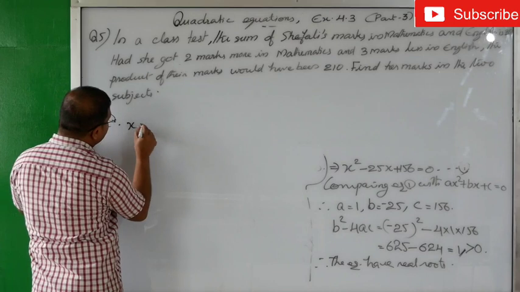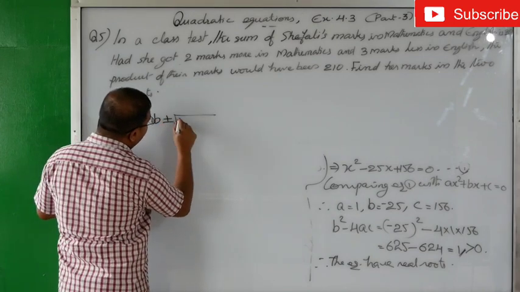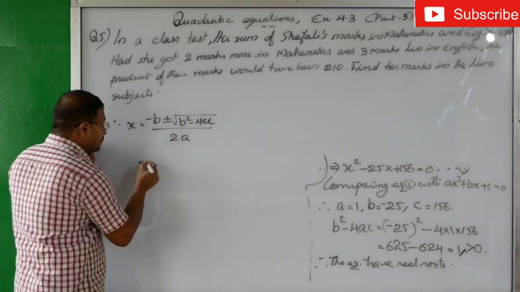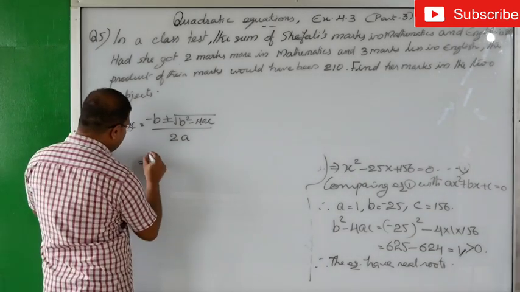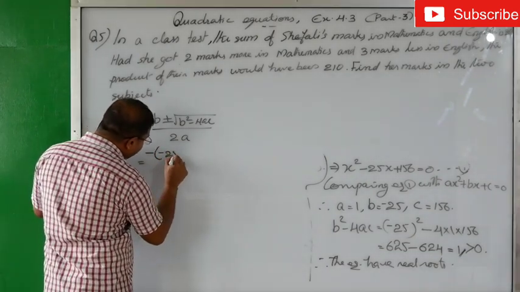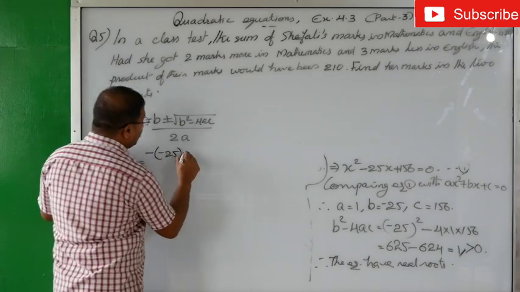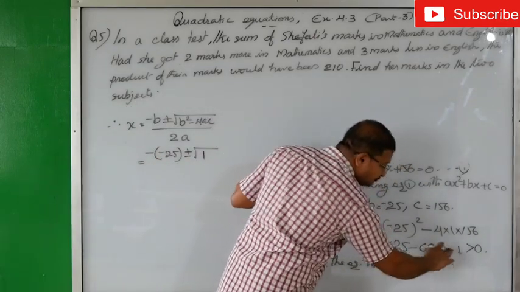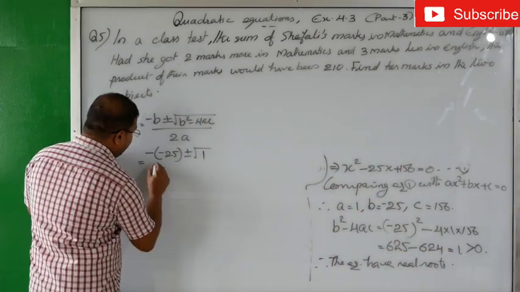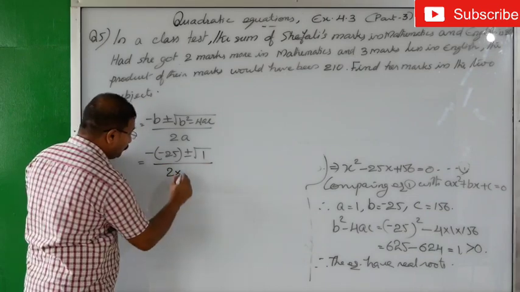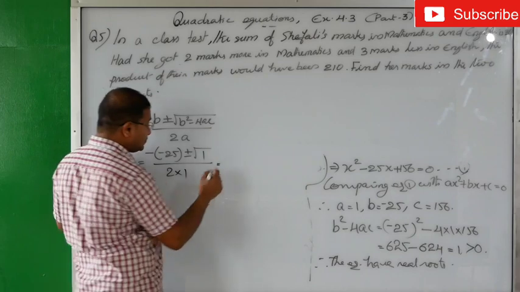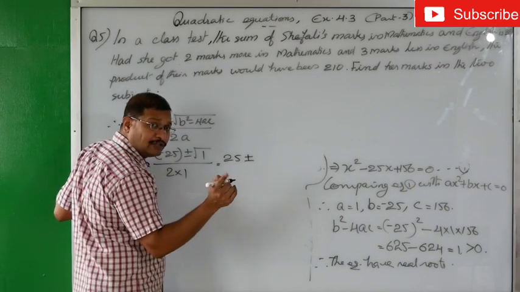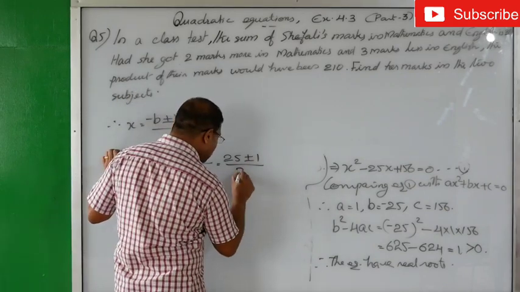For x equals minus b plus or minus root of b square minus 4ac by 2a, the value of b is minus 25, so we'll write minus of minus 25. Plus or minus root of b square minus 4ac, we got 1. So 1 divided by 2 into a, which is 1. Minus into minus is plus, so 25 plus or minus root 1, which is 1, divided by 2.